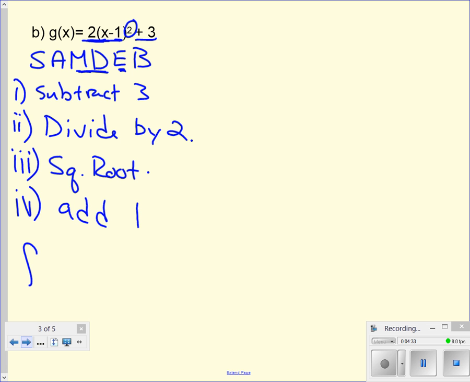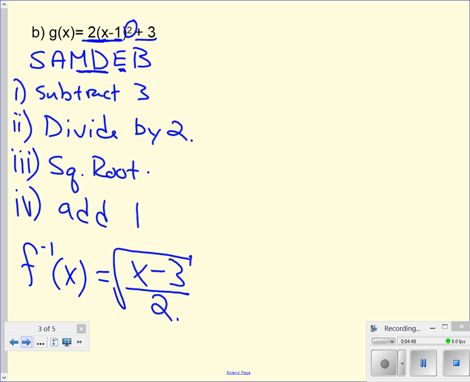In the end, we get an inverse function. I start off with x. The first thing I do is subtract 3. The second thing is divide by 2. Then I'm going to square root the whole thing. And then I'm going to add 1. And I have my inverse function for that.